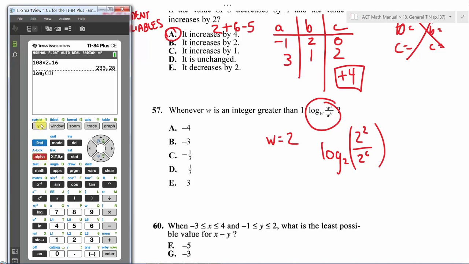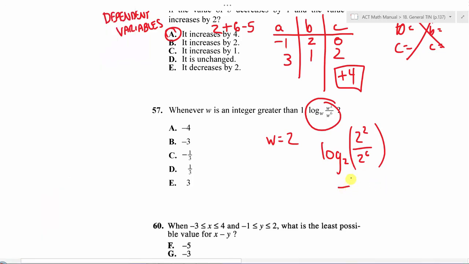So again, I hit alpha and F1, and I'm going to punch in a little numerator over denominator template here, and I'm going to go 2 squared, and in the denominator I'm going to do 2 to the 6th, and I'm going to hit enter, and I'm going to get -4, and I am done. That is it. So again, really the only knowledge of logarithms that you have to have to do a question like this with general tin is knowing that your calculator will do a log base calculation as we just did.